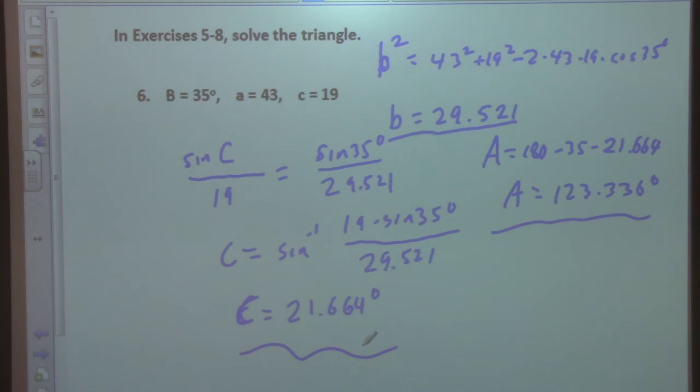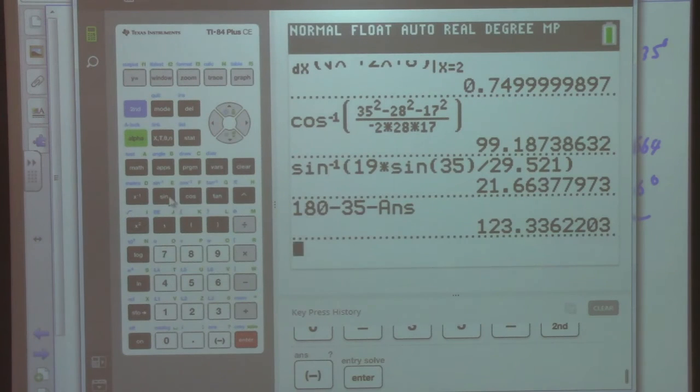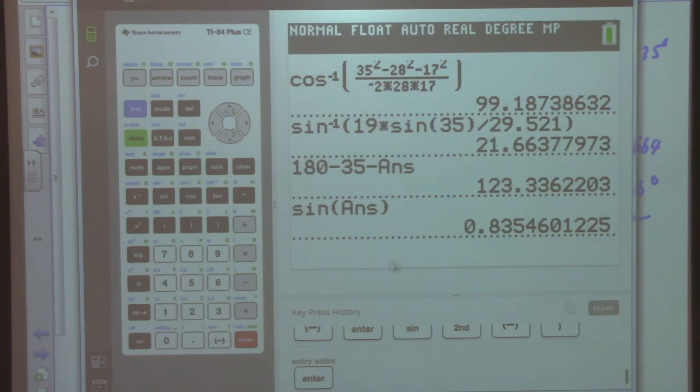Now I want to show you why you get into trouble. It's this thing right here. Sine 123.336. The sine of this is that, okay? And what's going to be the inverse sine of that?